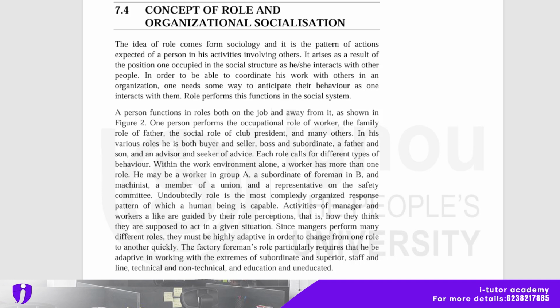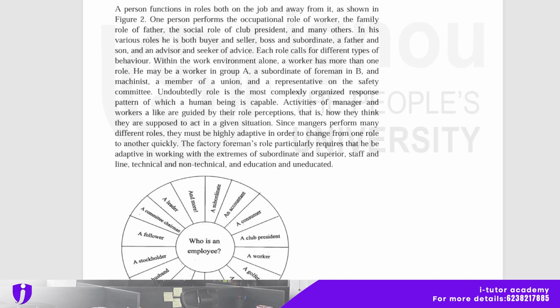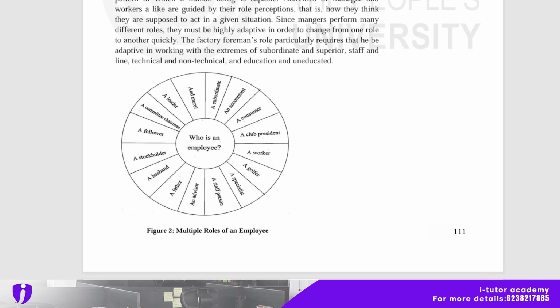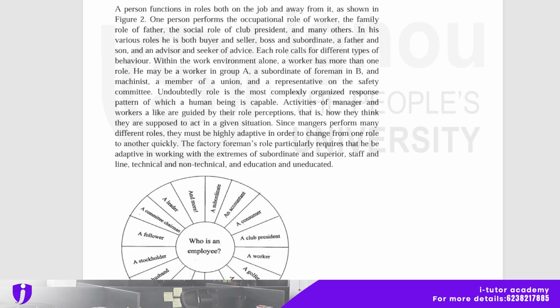In order to be able to coordinate his work with others in an organization, one needs some way to anticipate their behavior as one interacts with them. Role performs this function in the social system. A person functions in role both on the job and away from it, as shown in figure 2. So here there is a figure 2, multiple roles of an employee. Who is an employee? A leader, a subordinate, an accountant. So many roles are there for one employee.